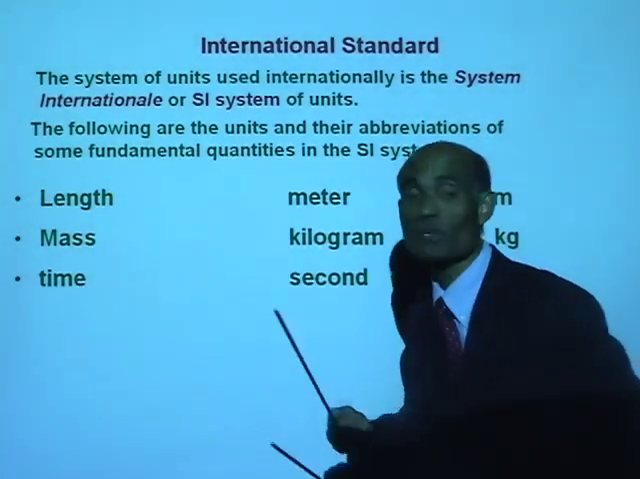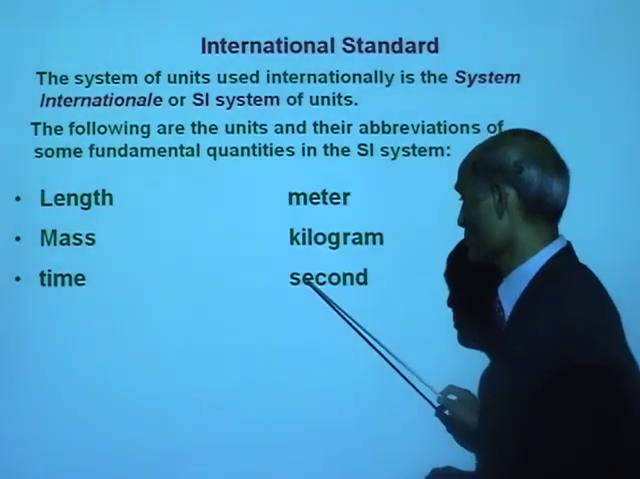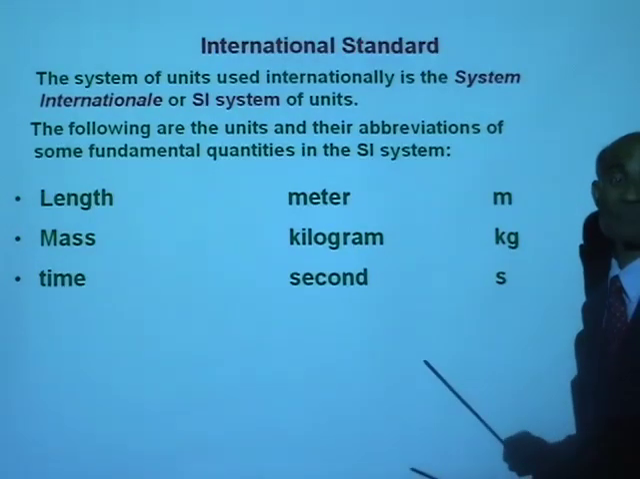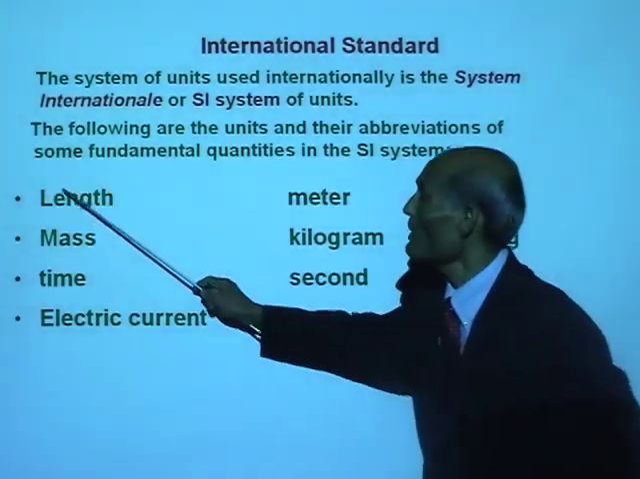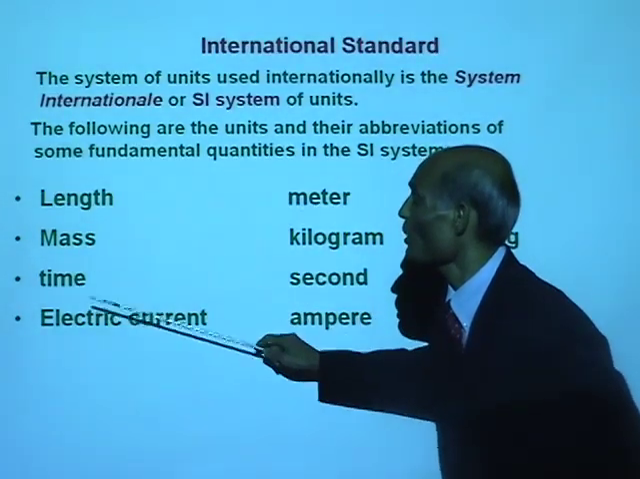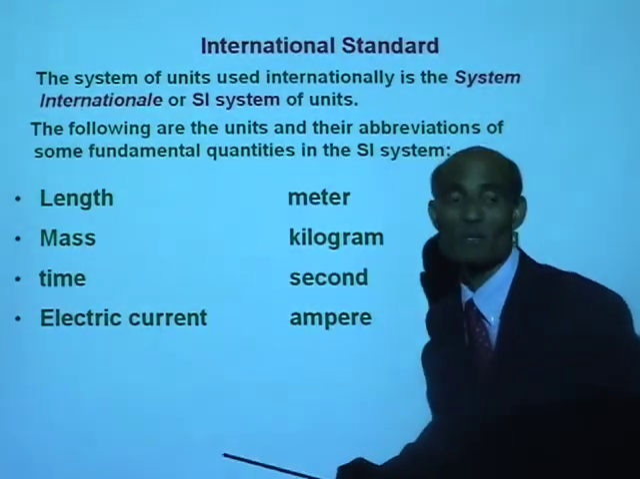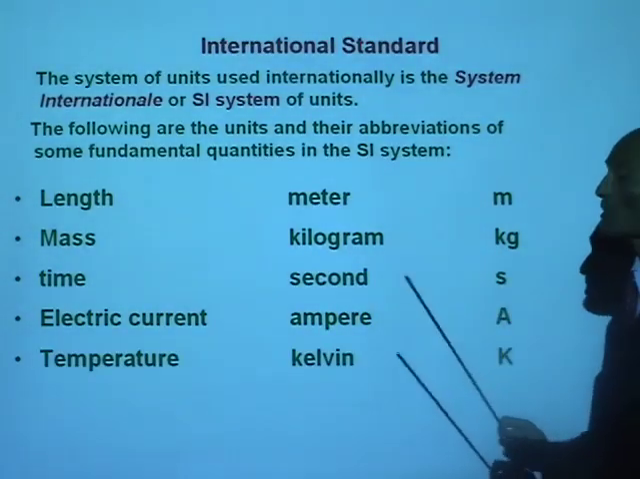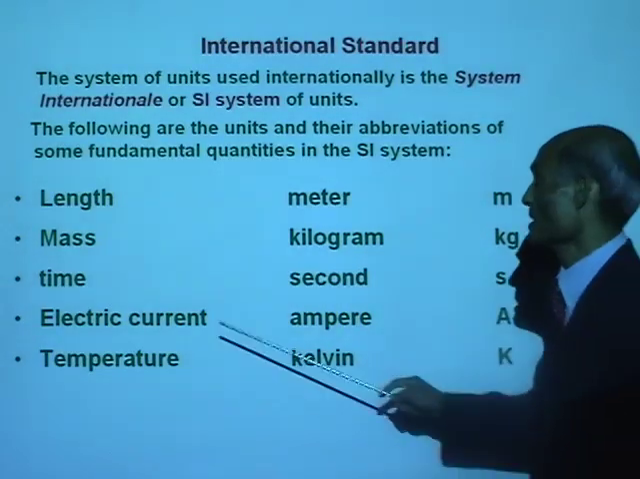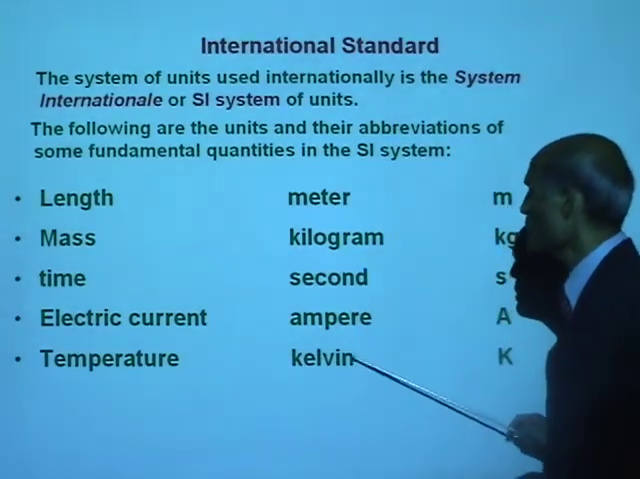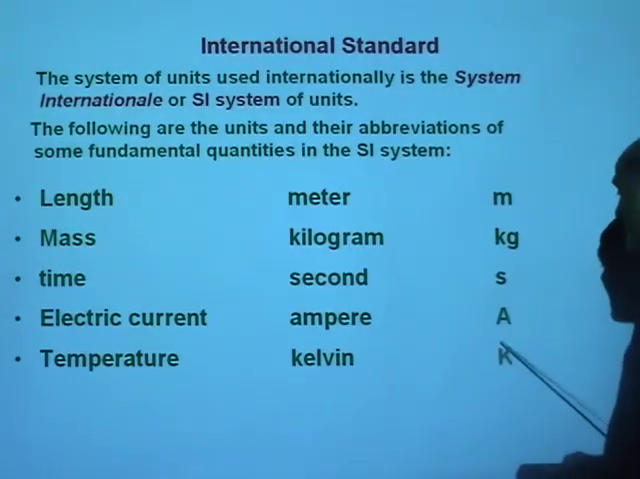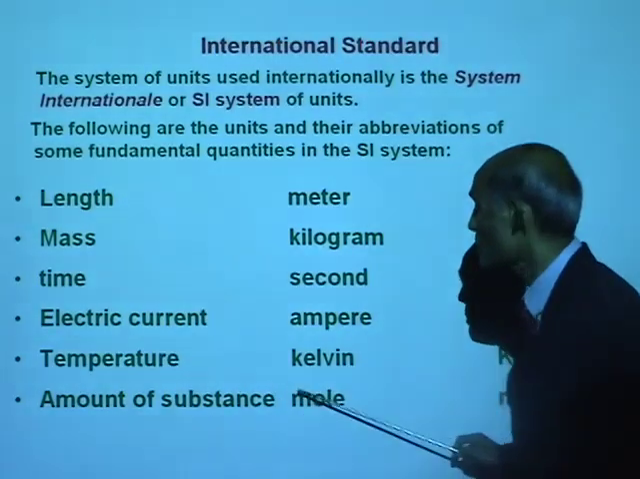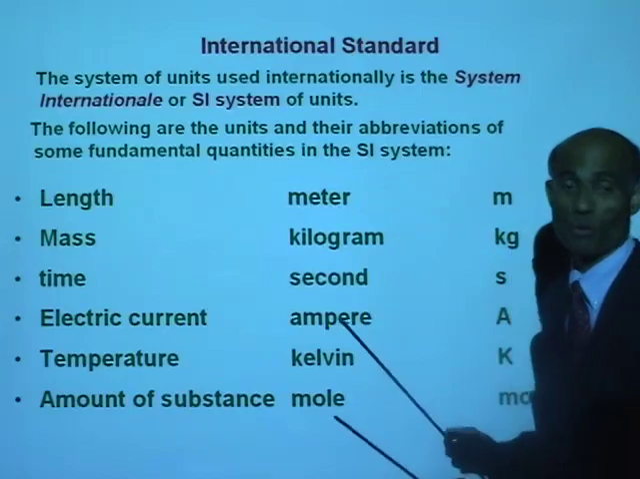The third fundamental quantity is time. The unit of time is the second, and of course we use the lowercase s to represent that. Now, we will only concentrate on these three, although I'm going to show you a few more fundamental quantities. Electric current, measured in ampere. We will see that towards the end of this course. Temperature is measured in a unit called Kelvin, and uppercase K is that. The amount of substance is measured in the unit called mole.